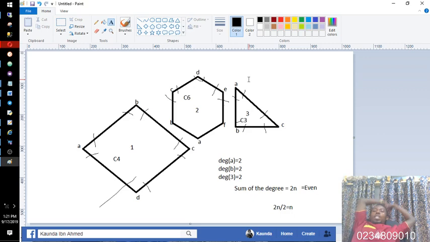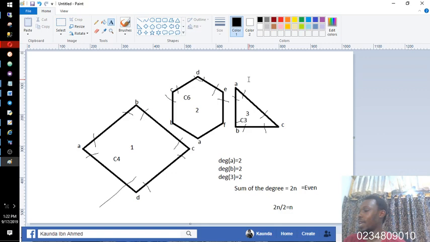And if there are 4 vertices, then that means it's a cycle of 4. It's a special type of graph called a cycle with 4 vertices. So that is it for a cycle. That's one type of special graph.